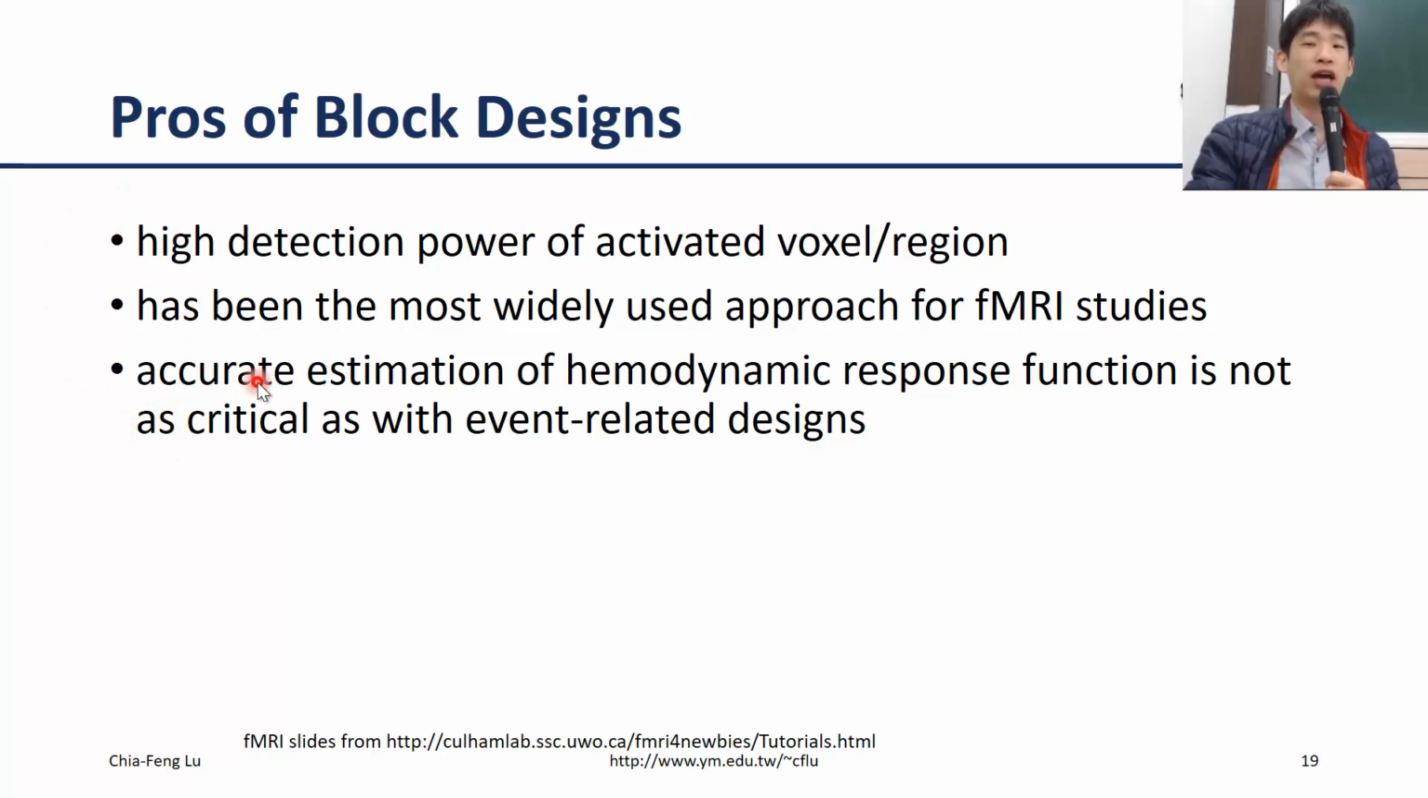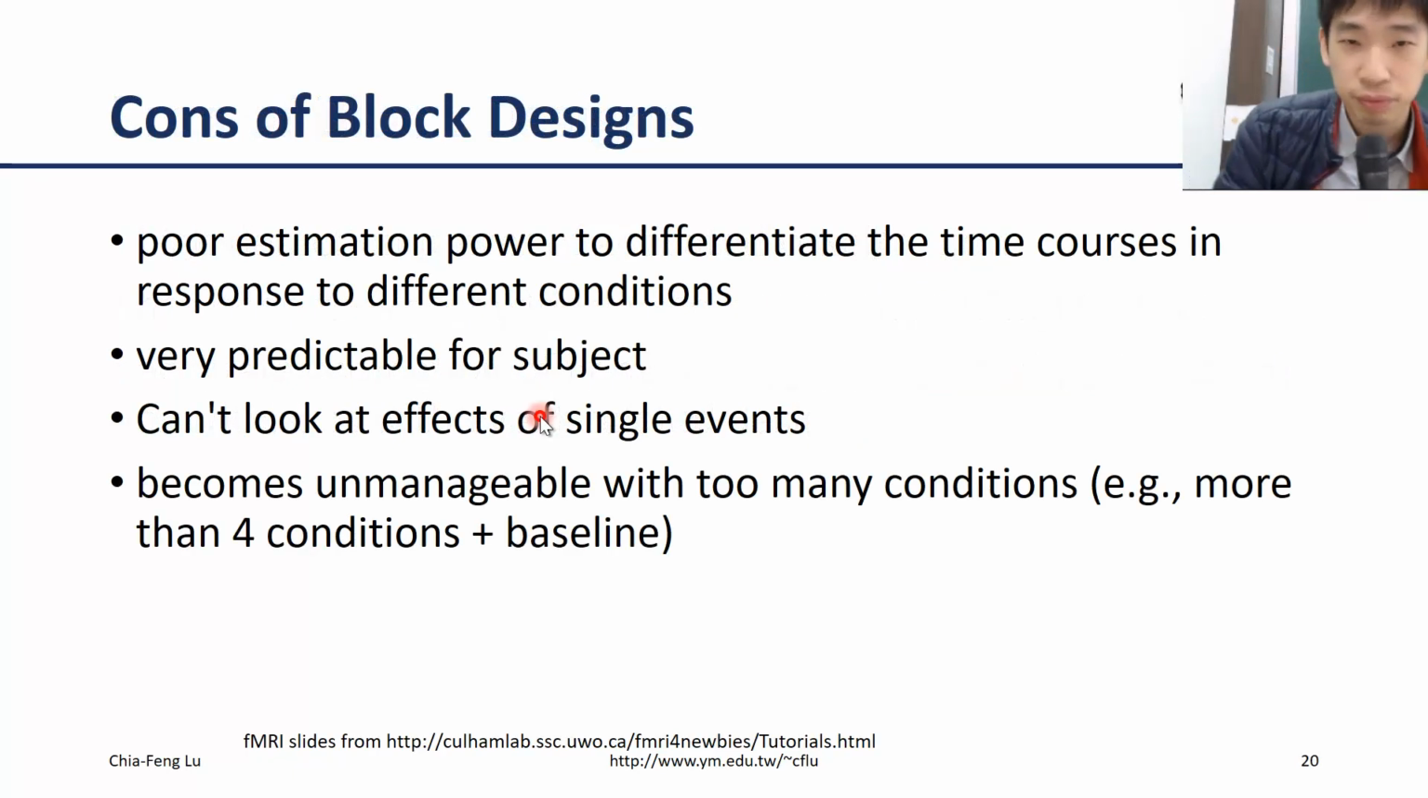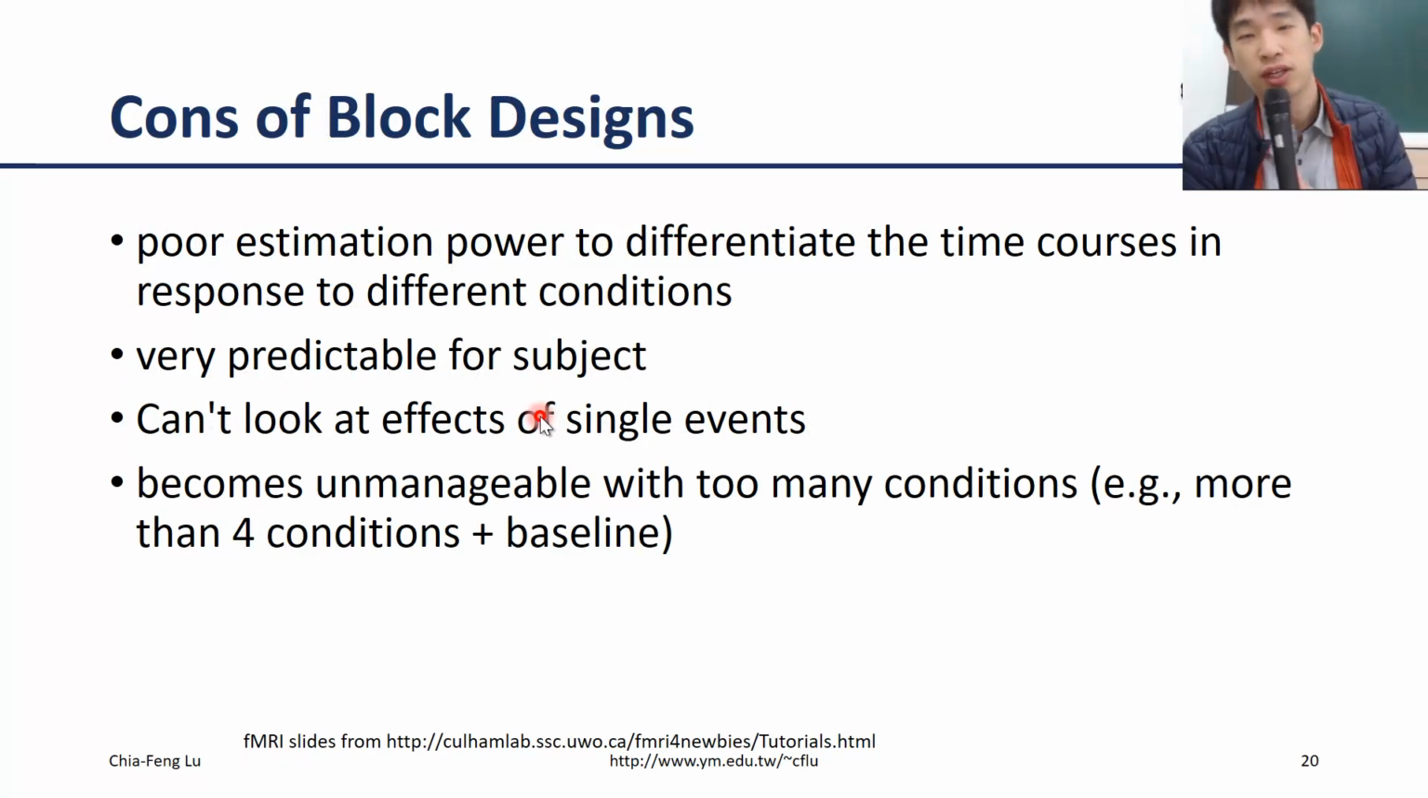Okay, so these are three very important points, and why people always use the block design for most studies. If I'd like to answer the question of which is the key region, and if I want to write a program or code, this is the easiest way to do it. And the final one, we don't need to consider the difference of the HRF for several different conditions. So what are the cons? What are the disadvantages of the block design?